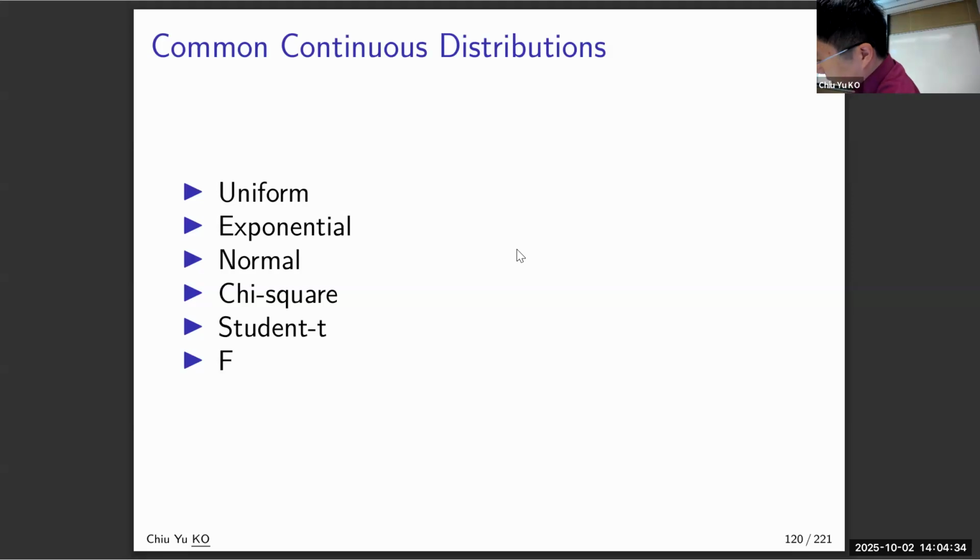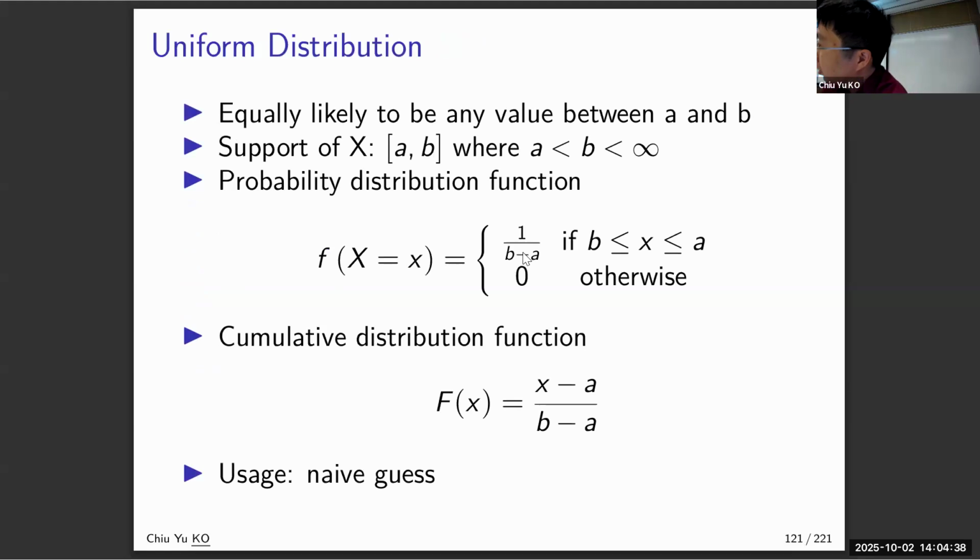So let's go to the first one, uniform. For uniform, we focus on the case of uniform over an interval. Because this is something we usually model: I don't know what the number is, but it must be between some numbers, and usually you don't know what's going on. Uniform is the way.